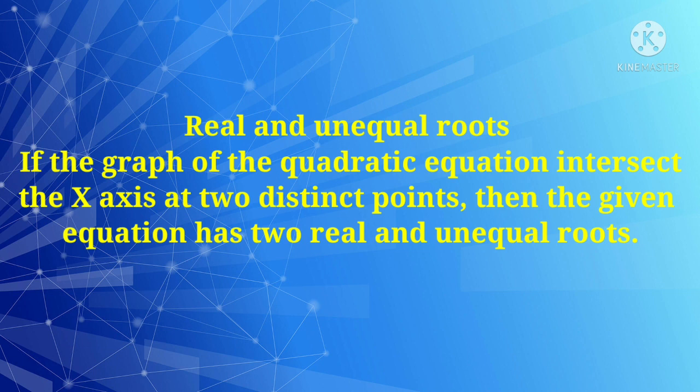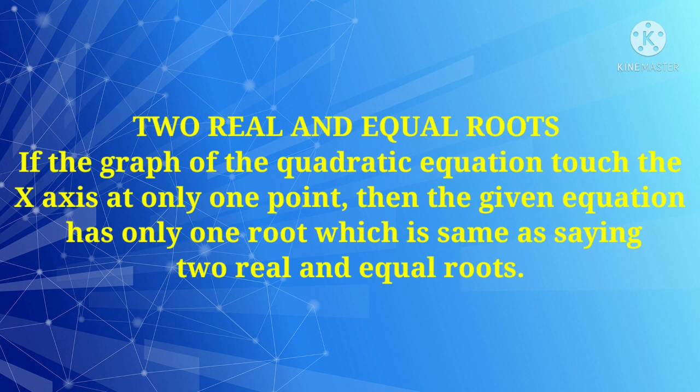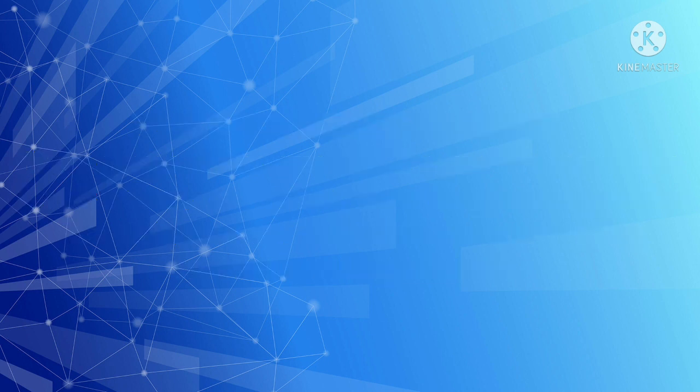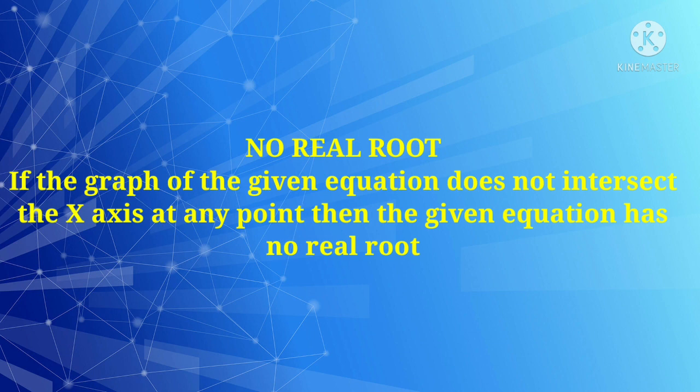Real and unequal roots: if the graph of the quadratic equation intersects the x-axis at two distinct points, then the given equation has two real and unequal roots. Two real and equal roots: if the graph touches the x-axis at only one point, then the given equation has only one root, which is the same as saying two real and equal roots. No real roots: if the graph of the given equation does not intersect the x-axis at any point, then the given equation has no real root.